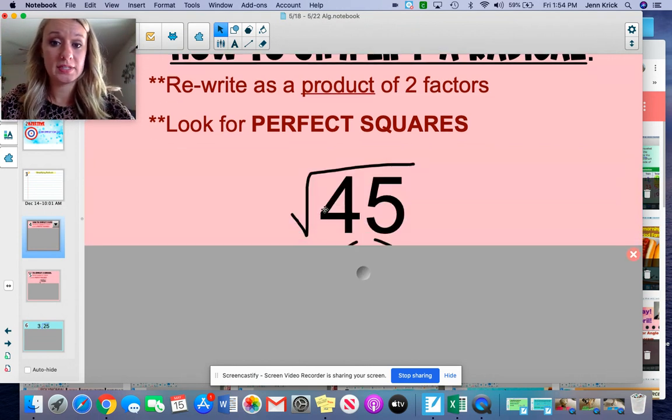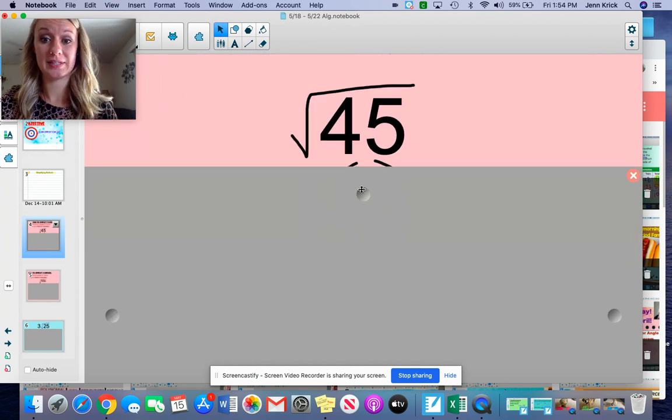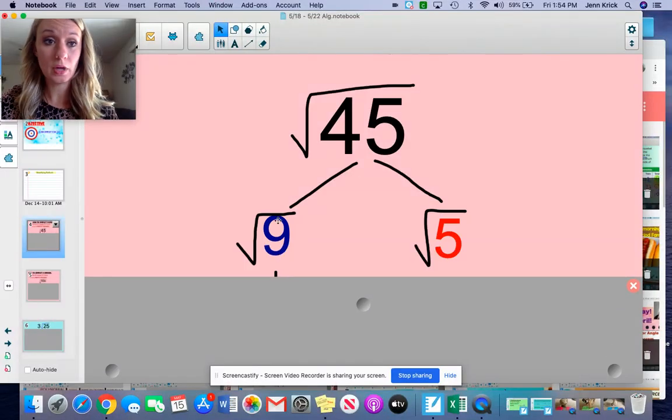If I asked you to simplify this radical, the square root of 45, I want to rewrite it, kind of like you might think of this as like a factor tree. I want to rewrite it as a product of two factors, two numbers that multiply to 45, and I would really like one of them to be a perfect square. So factors of 45 that I know are 3 and 15, 45 and 1, or I could do 9 and 5. And the advantage of using 9 and 5 is that 9 is a perfect square, and you'll see how that's going to help us. All right, so I've got 9 and I've got 5 under square roots.